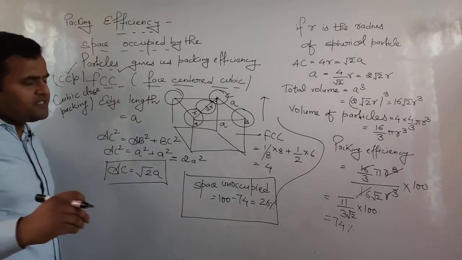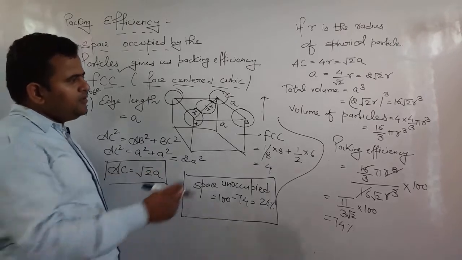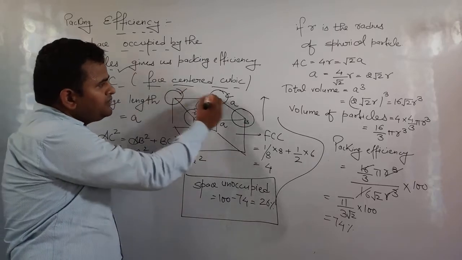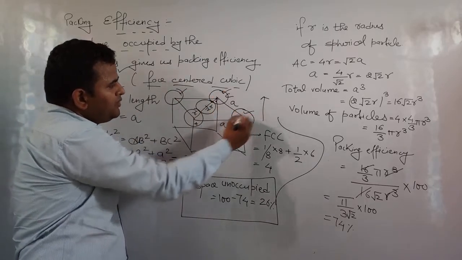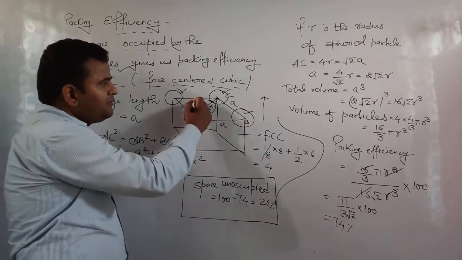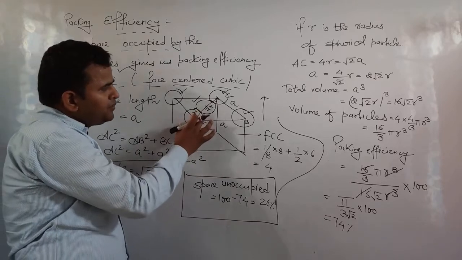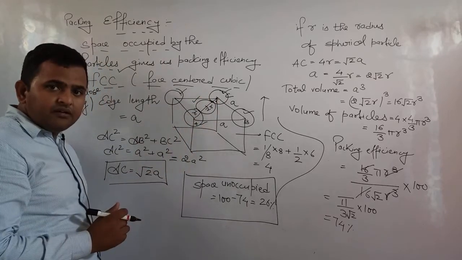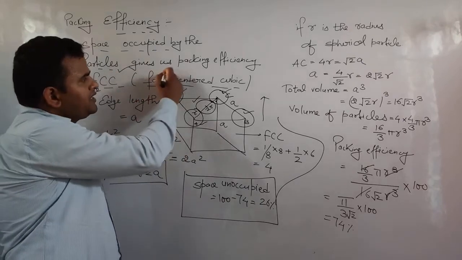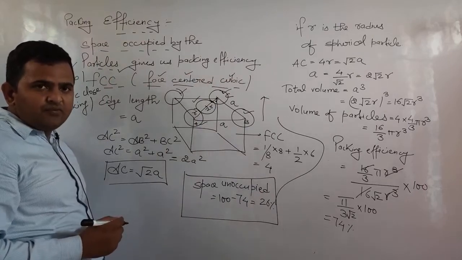Now what is a face-centered cubic unit cell? The FCC unit cell is the unit cell in which the particles are present at the corners, as we have written here already, and the particles are also present at the face centers. When the particles are present on the corners as well as on the face centers, then that is known as a face-centered cubic unit cell. Now how can we calculate the value of packing efficiency for that?